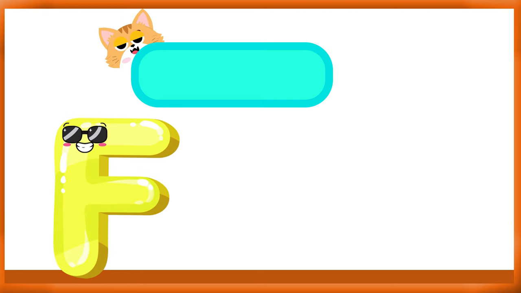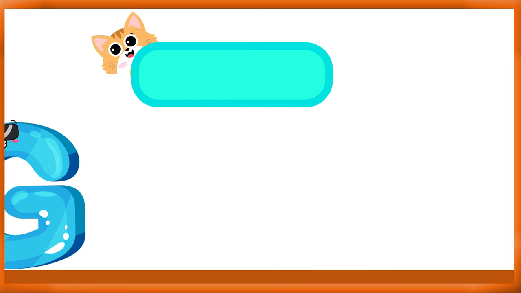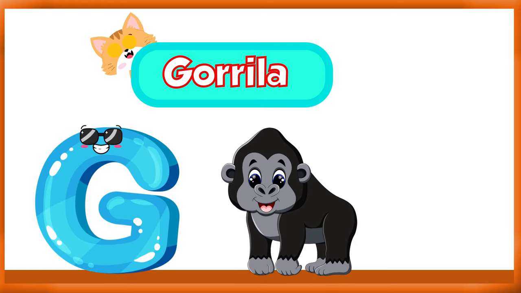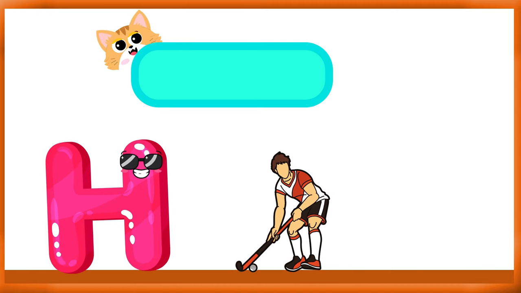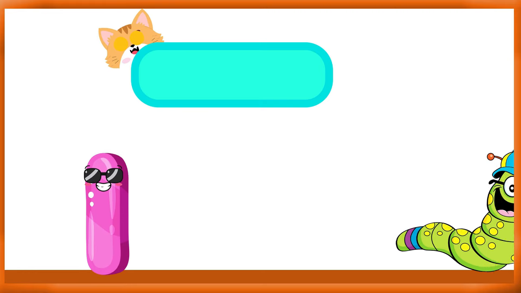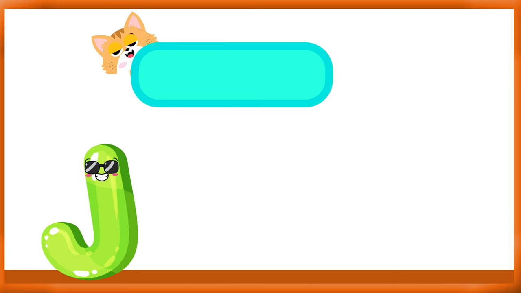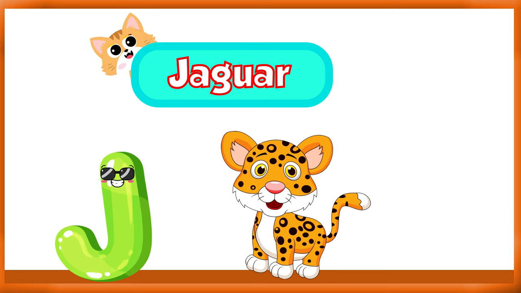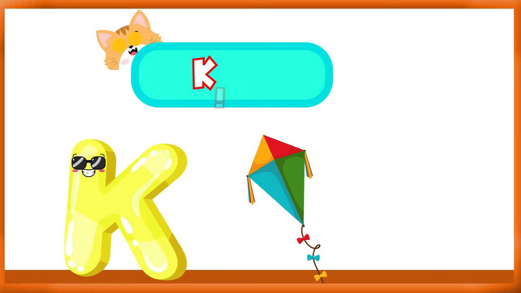Here comes the letter F. F, fairy. Here comes the letter G. G, gorilla. Here comes the letter H. H, hockey. Here comes the letter I. I, inchworm. Here comes the letter J. J, jaguar. Here comes the letter K. K, kite.